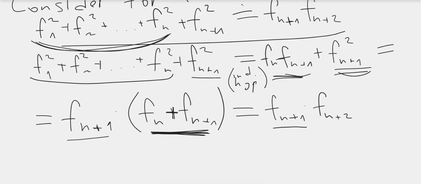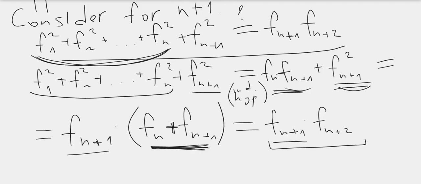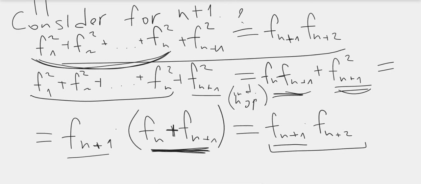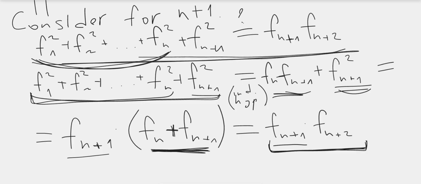And now we see that what we get at the end is exactly what we needed to get. We look at the beginning where we started, and at the end where we arrived, and this is exactly the equality that we needed to prove for n plus 1. So this concludes the proof of the inductive step and the proof of the equality of the theorem.